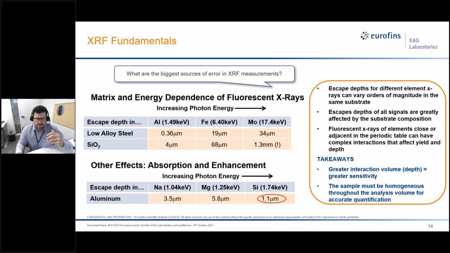Now, another source of error can come from the fact that fluorescent X-rays of elements close to or adjacent in the periodic table can have complex interactions that affect both yield and depth. Without getting too in the weeds here on this topic, you'll see in our other example, the matrix is aluminum. Even as elements shown are increasing in energy, the escape depth for silica is much lower because of the absorption effect the large amount of aluminum is having on it.